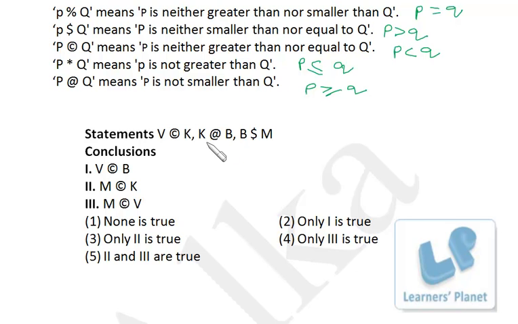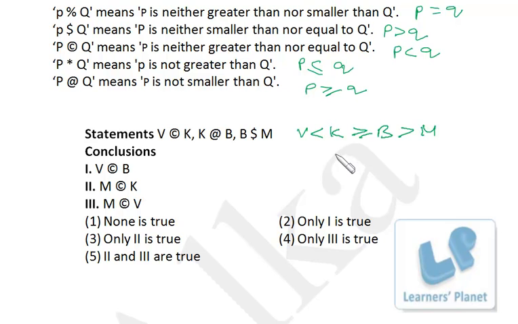First we convert the statement to mathematical statements. V C K, that means V is less than K. So V is less than K. K at the rate B, that means K is greater than or equal to B. And B delta dollar M, that means B is greater than M. Right? So here we see the similarity, greater than sign, so we can start from here.